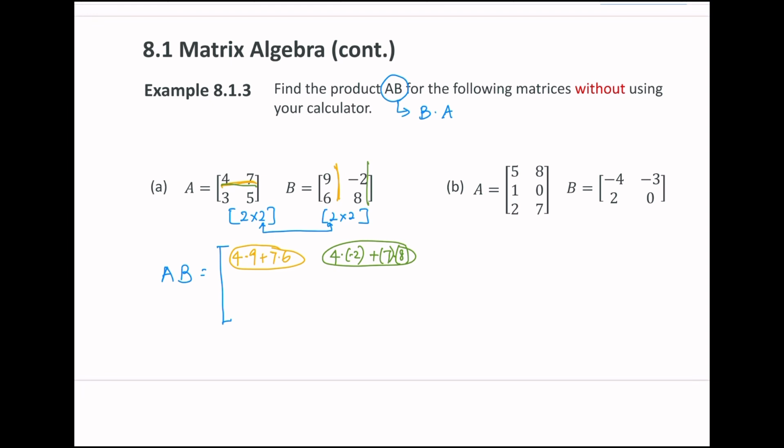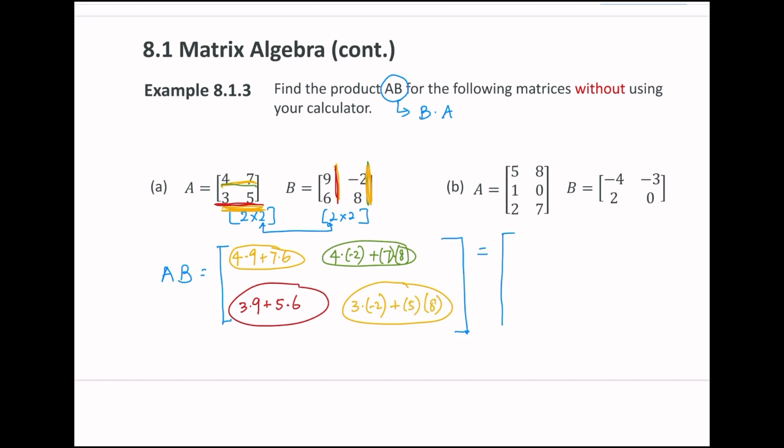We're going to work on the second row. Second row, first column: 3 times 9 plus 5 times 6. Second row, second column: 3 times -2 plus 5 times 8. That is 36 plus 42. Therefore, it's going to be 78. The second number is -8 plus 56. It's going to be 48. Second row, first column, 27 plus 30, which is 57. And -6 plus 40, 34.